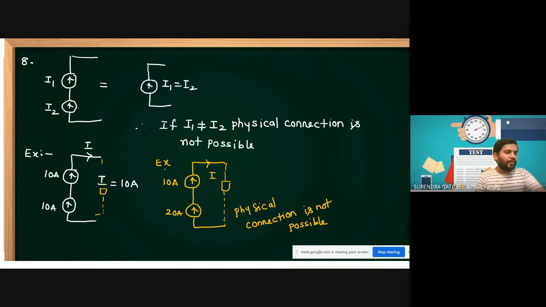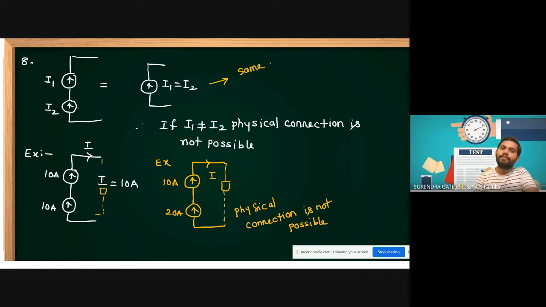Like this, we can make the equivalent circuit with respect to resistance. By knowing this, we can easily solve the different models of questions in competitive exams. Here also, if I1 is equal to I2, otherwise the physical connection is not possible. The two sources must satisfy the condition of same magnitude, polarity, phase and frequency.